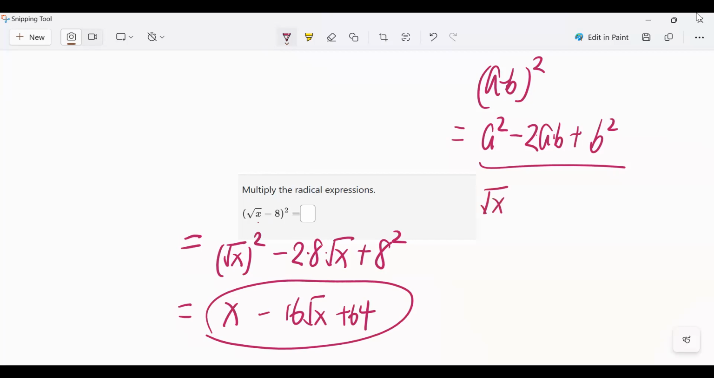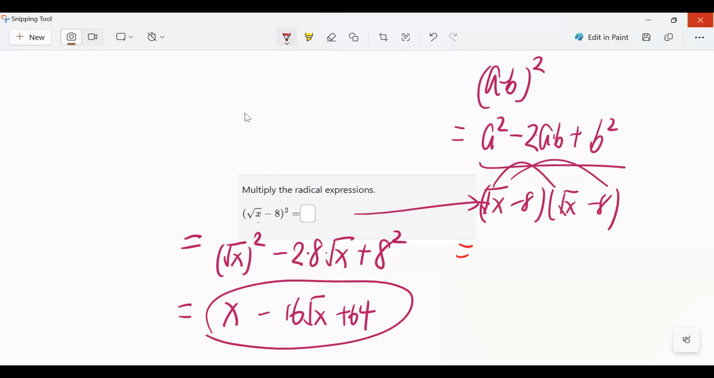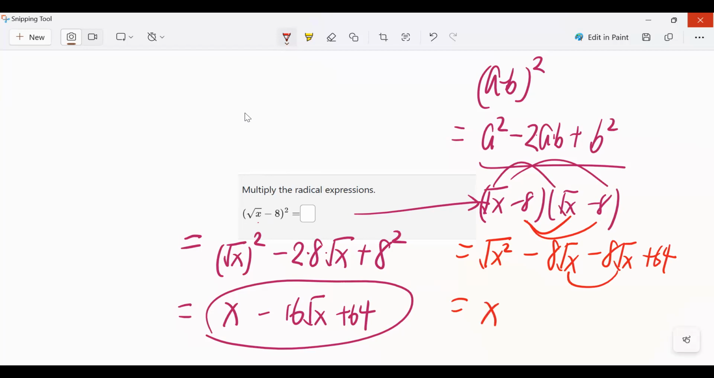We can also do this as radical x minus 8 times radical x minus 8. Radical x times radical x is radical x squared, which is x. And radical x times negative 8 is minus 8 radical x. Negative 8 times radical x is minus 8 radical x. Negative 8 times negative 8 is 64. The middle two terms are like terms, so this becomes x minus 16 radical x plus 64.